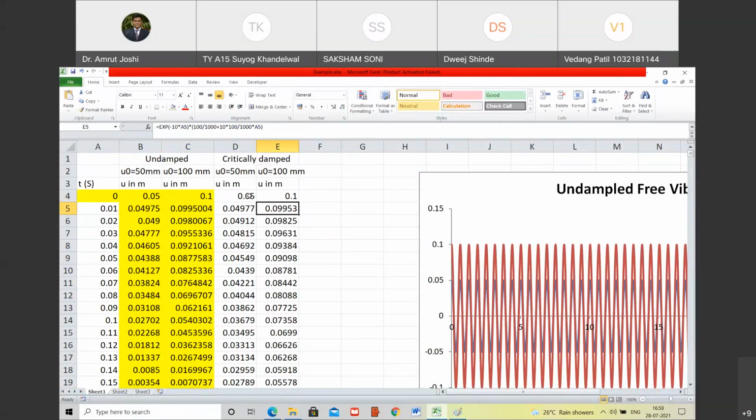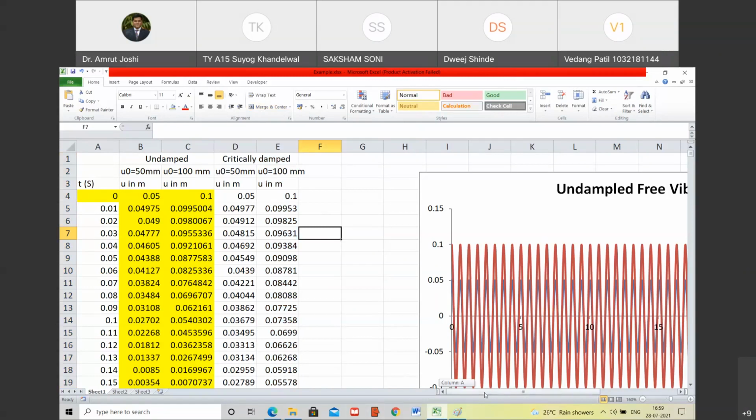So this column D represents the free vibration of critically damped system when the mass is pulled by 50 mm towards right, whereas column E represents the response of a critically damped system when the mass is pulled by 100 mm towards right. Do you agree with me? Now can we plot this response as a function of time?